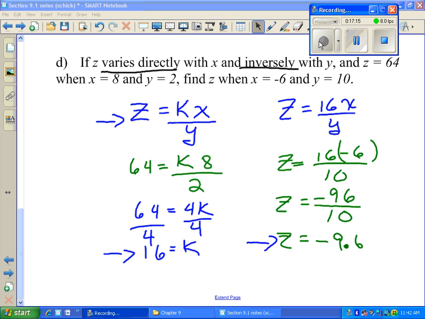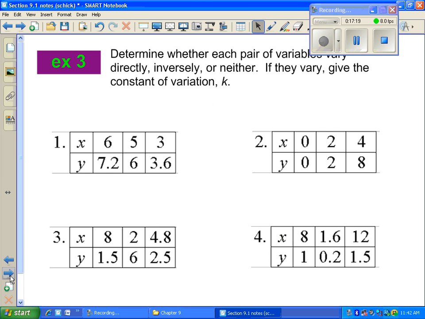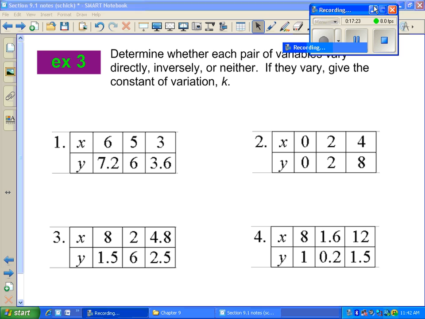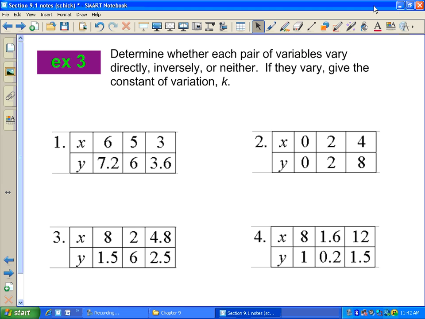So what other type of things can I ask you? Well, I can show you a table. Let's look at this table. Determine whether each pair of variables varies directly, inversely, or neither. If they vary, give the constant of variation k. Okay, well, let's see what's happening here.